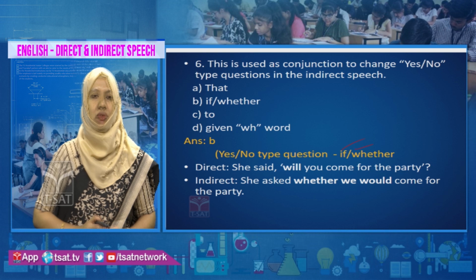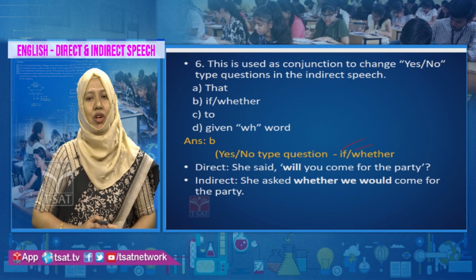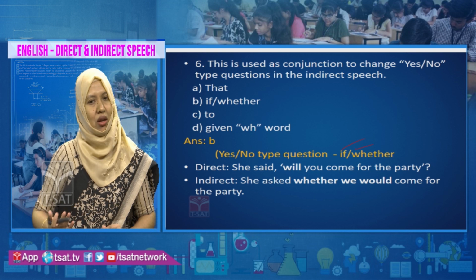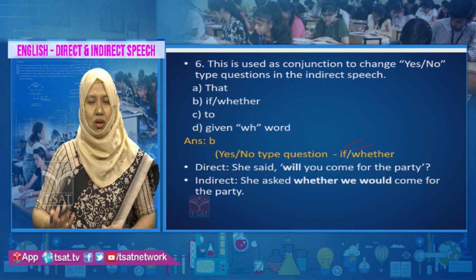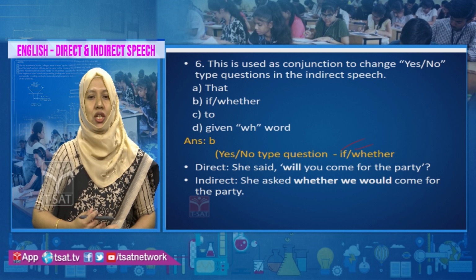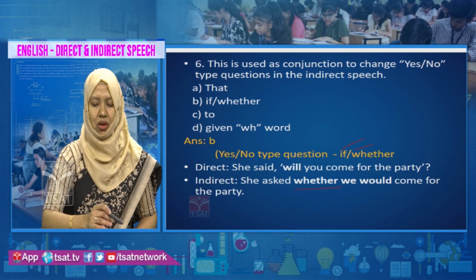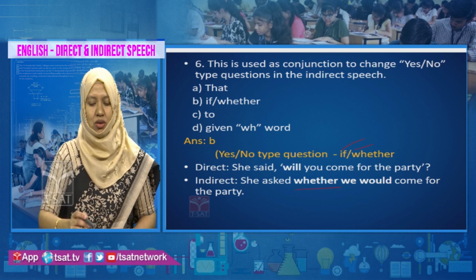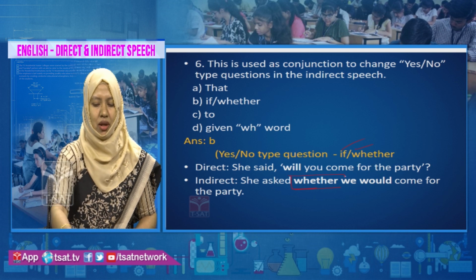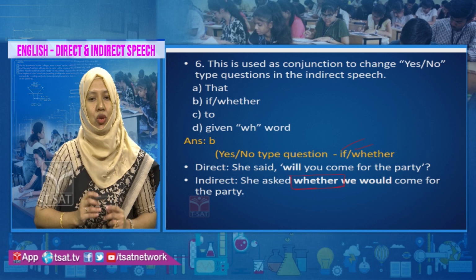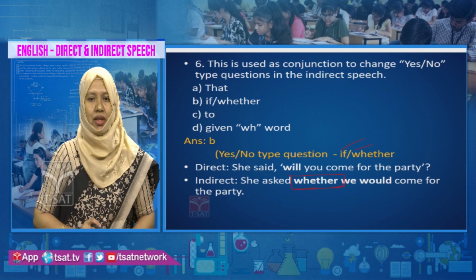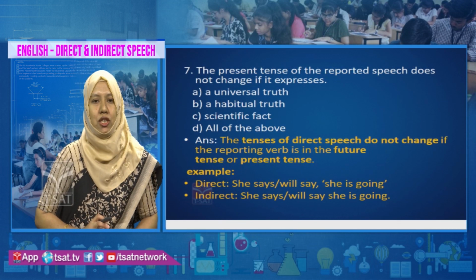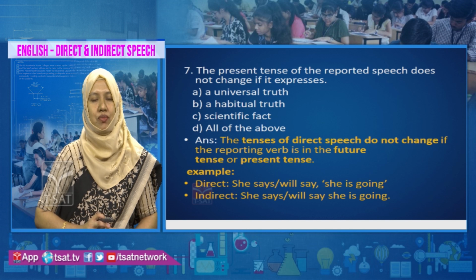as conjunction. For example, she said, will you come to the party? Answer will be, yes I will, or no I will not. So, how will you change in indirect speech? She asked whether she would come for the party. So, along with yes or no kind of question, you are using the conjunction whether. Remember this rule.